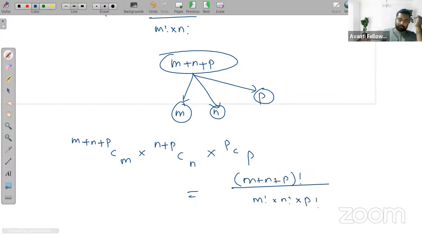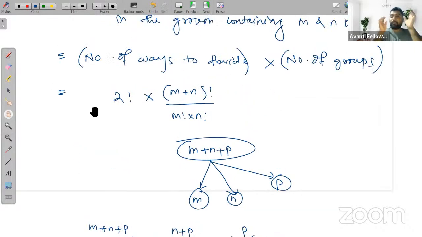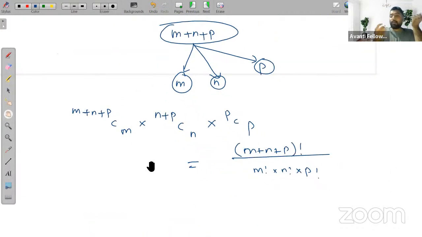This is your answer. When you are distributing, what you are doing? You are multiplying the number of groups with the number of ways of division of groups, that is 2 factorial. When you are dividing into groups of different sizes, then that is the answer for this.